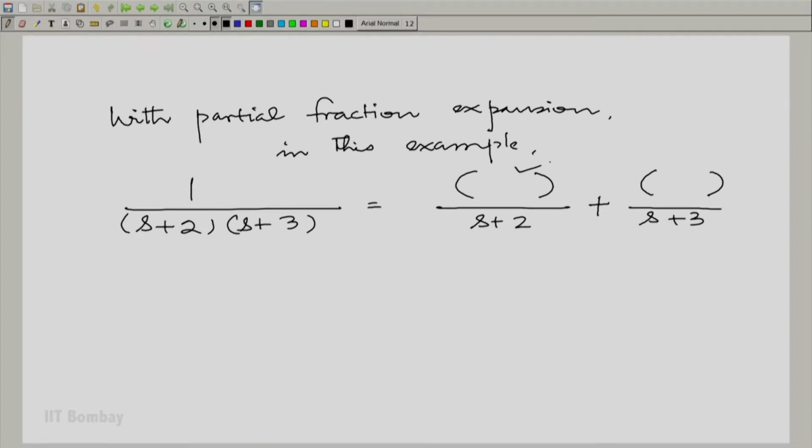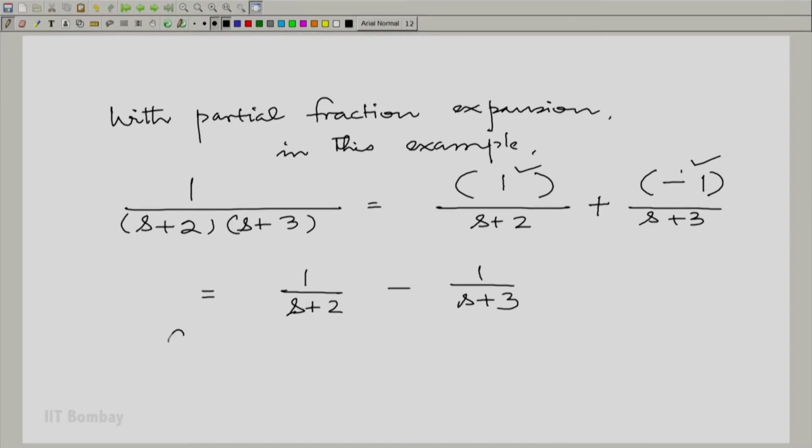How would you fill up this term? You would essentially multiply both sides by S plus 2 and put S plus 2 equal to 0 or S equal to minus 2, and that would give us essentially 1 divided by 1 here. So, you get 1, and when we want to get this term, we multiply both sides by S plus 3 and put S plus 3 equal to 0. That means S is minus 3. That gives you 1 by minus 1, which is minus 1. So, essentially this can be written as 1 by S plus 2 minus 1 by S plus 3. That is easy to check as well.